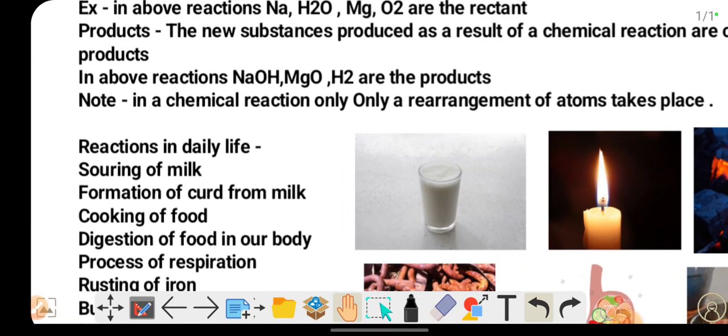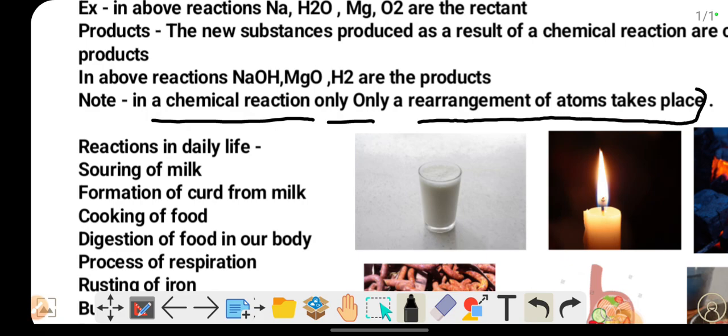And here we will note one point. In a chemical reaction, only a rearrangement of atoms takes place. No atoms are created nor destroyed. Only atoms change their places. So in a chemical reaction, only atoms change their places.